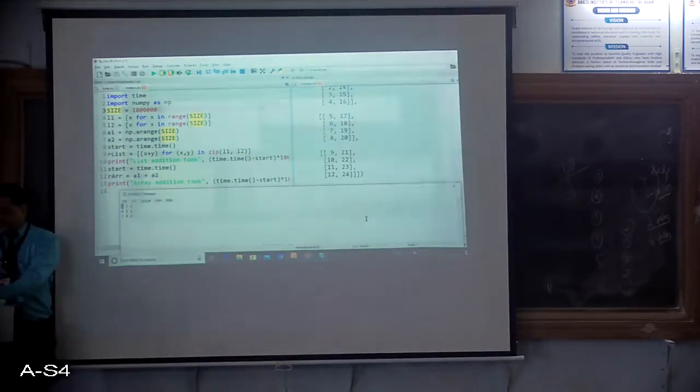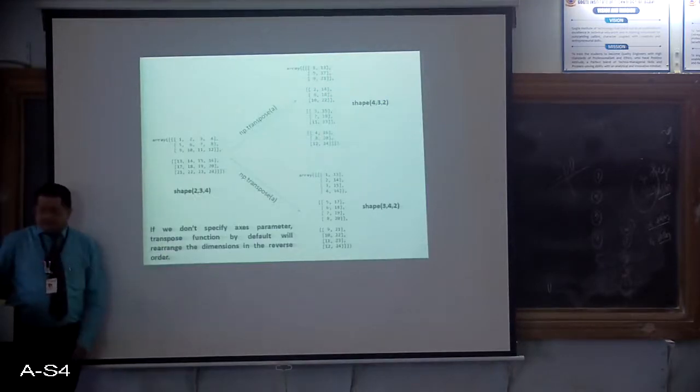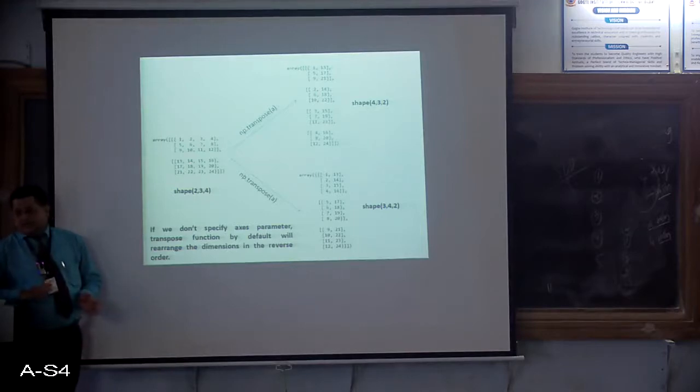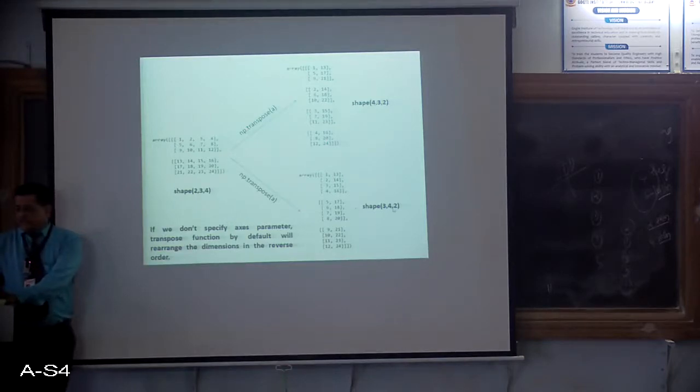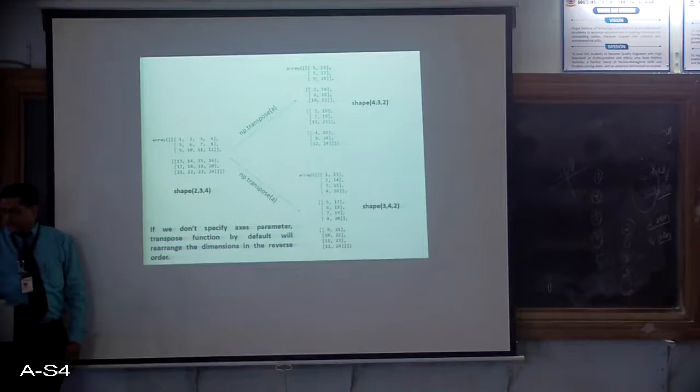I hope you understood this concept. So this is what we just discussed. You can look at the slide and understand for yourself. If we don't specify the axis parameter, the transpose function by default will rearrange the dimensions in reverse order. However, if you want to be specific as to how you want the dimensions to be reordered, then you can always use the axis parameter to specify the shape as 3 by 4 by 2 or 4 by 3 by 2 or 4 by 2 by 1 and so on.